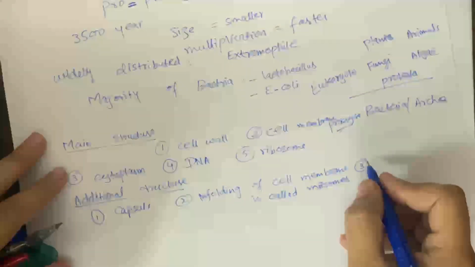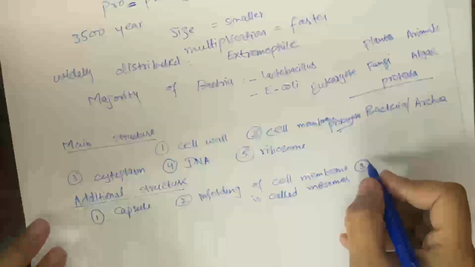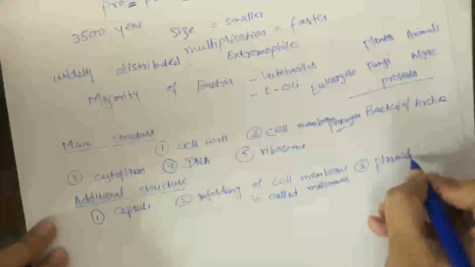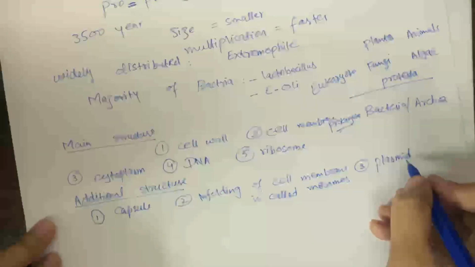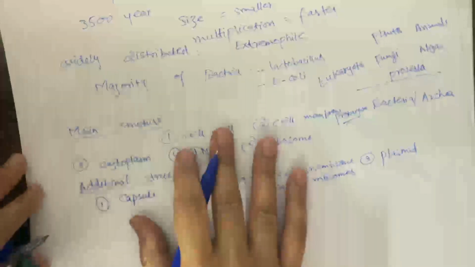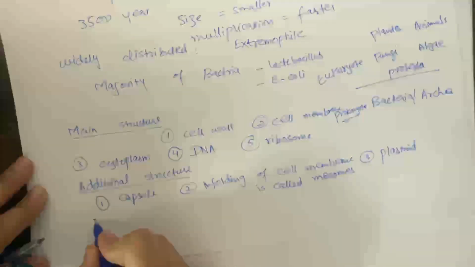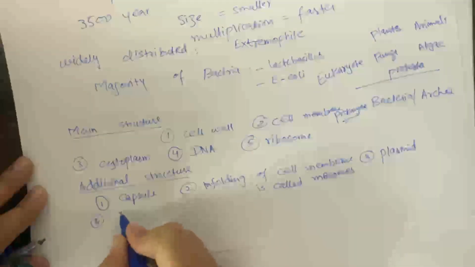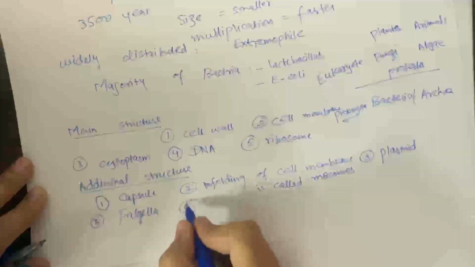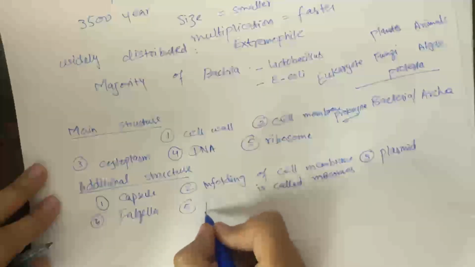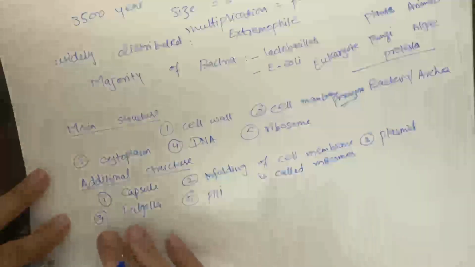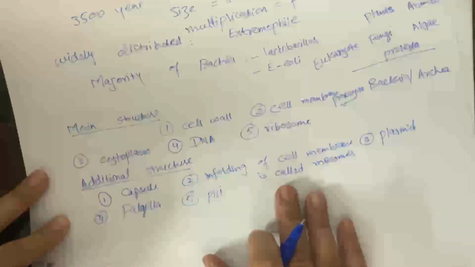Along with mesosomes, plasmids are also present, which are extra-chromosomal DNA present in each and every bacterial cell. And along with plasmids, there are also flagella and villi. These are the additional structures which are present in prokaryotic cells.